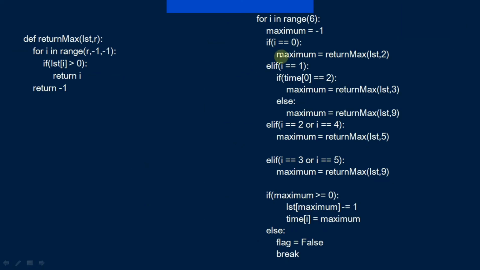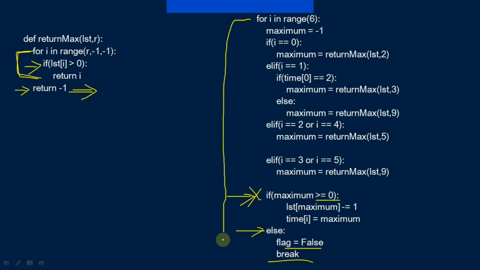If at any iteration we are not able to get the maximum value, this function will return -1. Because if this for loop executes and this condition is never true, we will exit from the for loop and after that it will return -1. So here we are checking if maximum greater than equal to 0. If suppose it returns -1, this condition will be false, and we will come to this line: else flag equal to false and we will break from this loop, because it is not possible to make time in 24-hour format. So in that case we will break from this loop.